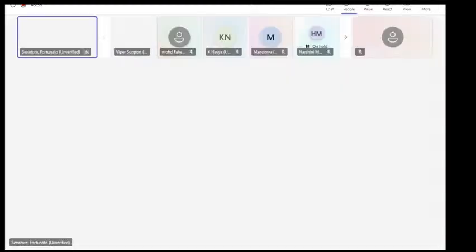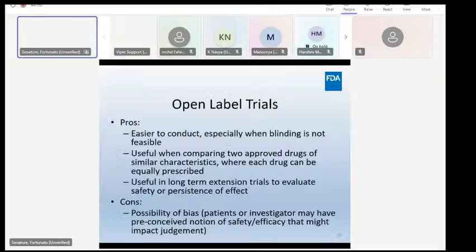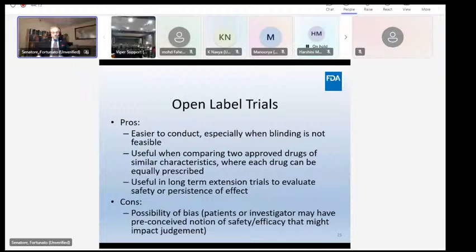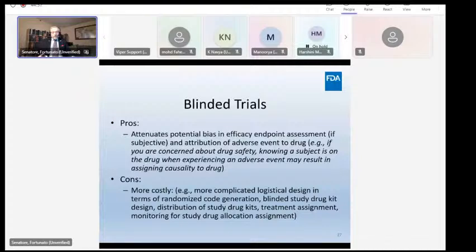It is useful in long-term extension trials to evaluate safety or persistence of effect. The cons of this open label strategy is that there's a possibility of bias. Patients or the investigator may have a preconceived notion of safety and or efficacy that might impact this.